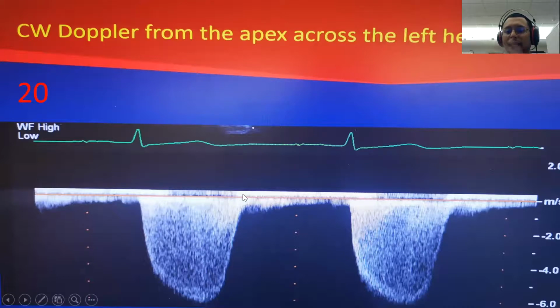So let's say I show you a Doppler, and this Doppler is across the apex of the left heart. What is happening here, Saravanan or Siling? Velocity is 6. Very good. So what kind of Doppler is this? Is this aortic regurgitation, aortic stenosis, mitral stenosis, or mitral regurgitation? Wait, let me think first. It's high, right? The velocity. Yes, correct, the velocity is high. So it has to be aortic stenosis. Are you okay?